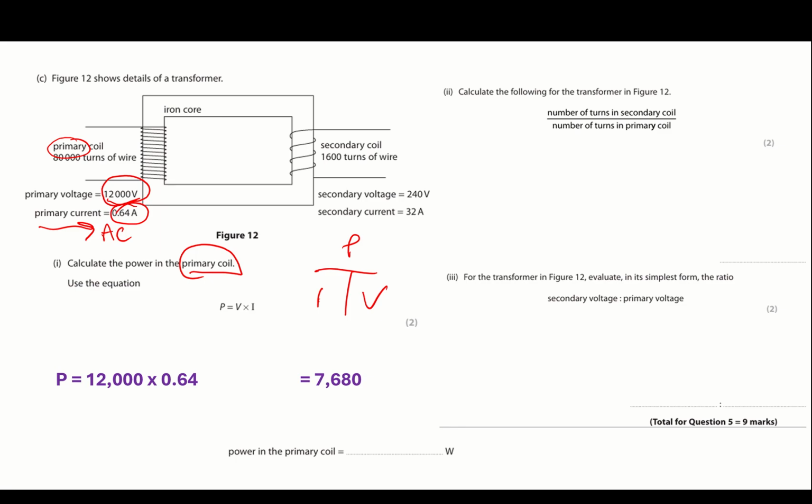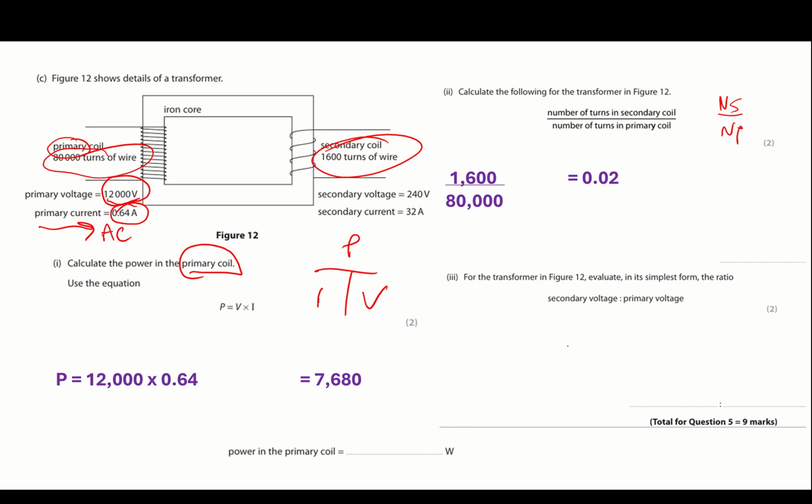Calculate the following for the transformer. We've got to do our coil ratio, and it's secondary over primary. So we've got NS over NP is what it's asked us to do. So we're just going to find the secondary, 1600, and divide it by the 80,000. Comes to 0.02.